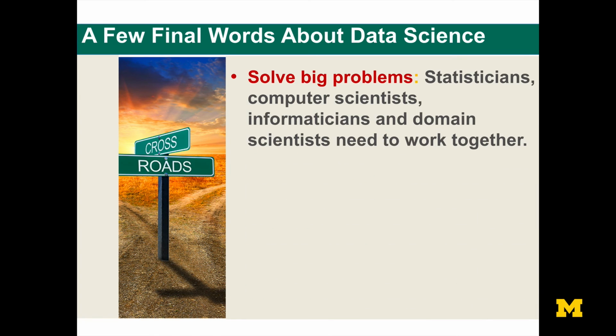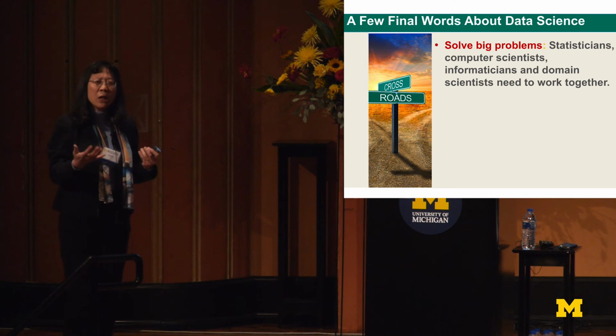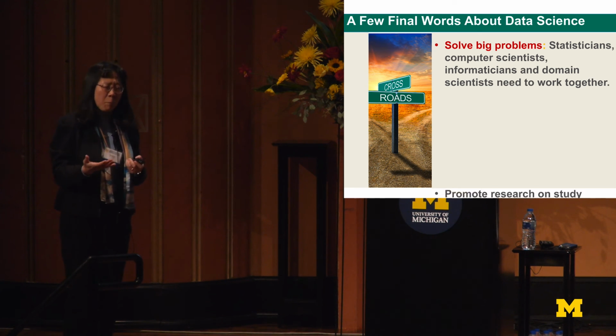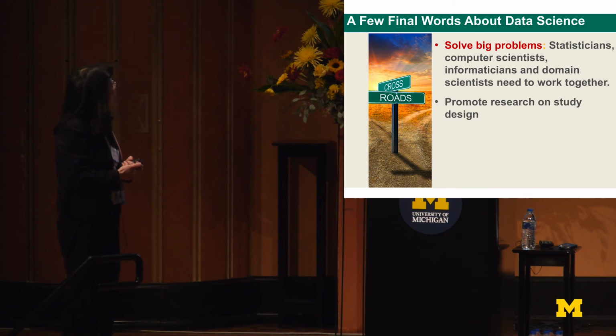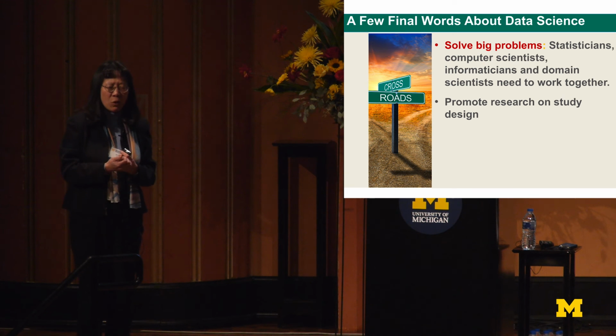So just a few final words on moving forward with data science in health. We need to work together to solve big problems. So the statisticians, computer scientists, informaticians and domain scientists really need to work together, and then we can solve big problems. Secondly, we have to really think about how to promote study design. Bob gave an excellent talk this morning about the importance of study design. Just think about the election this year. The poll results were completely wrong.